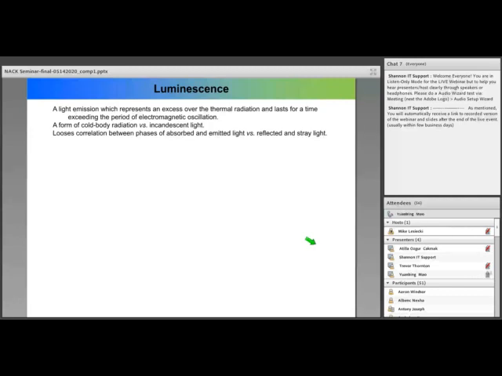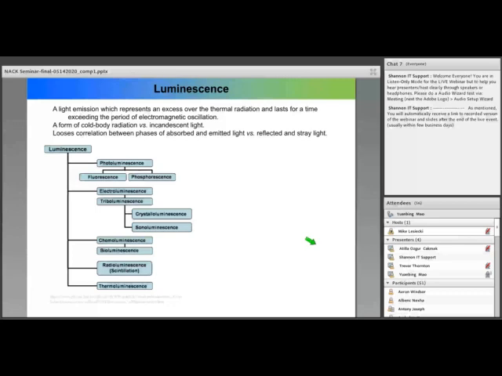And the other thing that is different from the pigment is that the light emission lasts for a time exceeding the period of electromagnetic oscillation. Because of this process, it allows the correlation between phases of the absorbed and the emitted light. So it is different from pigments. For pigments, for the reflected or scattered light, their phases are the same before and after. But for luminescent materials, that's different. And I have a silly typo here, I have a double O here. So please excuse me on that.